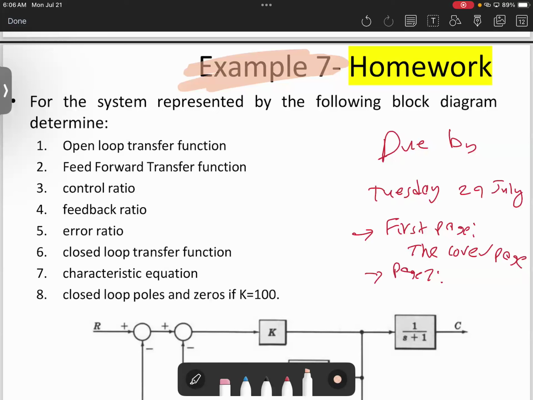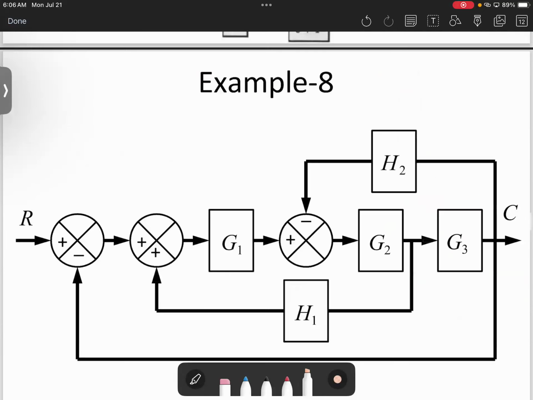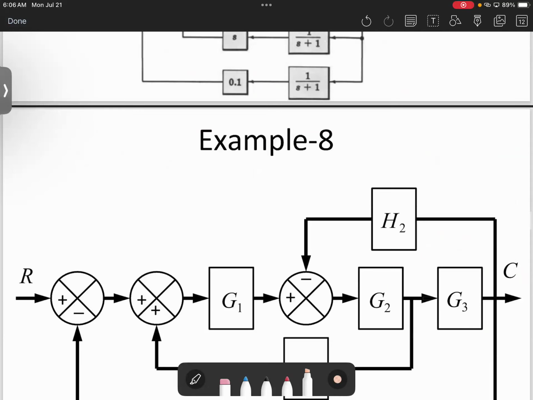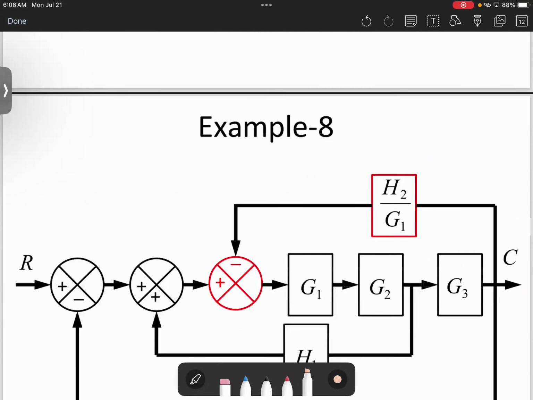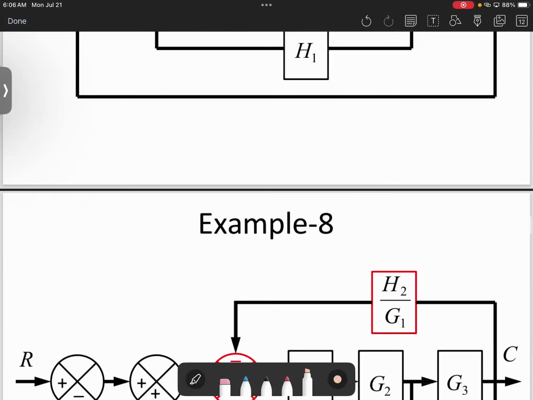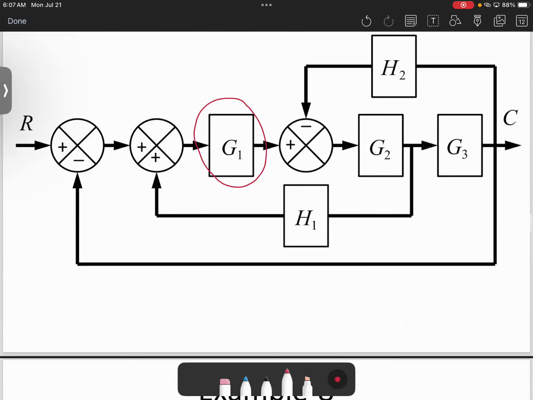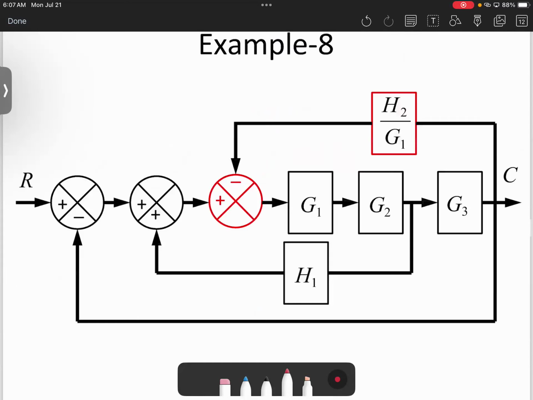Deal? Let's continue. We need to continue. Here is example number 8. Yeah, we still have 10 minutes left. That's fine. We need to solve this. Now the challenge is, that's what we did. Move G1 from here to here. When we move it to here, we will put it here and divide by 1 over G. And that's what we did. We move the summing points and we divide by G.